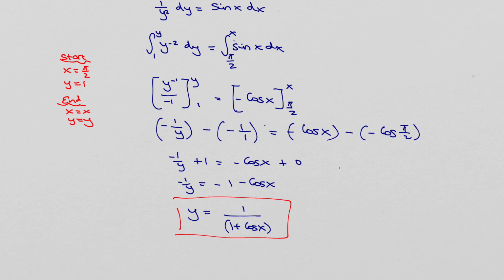So we have 5 for setting up our integrands, 5 for integrating, 5 for rearranging, and 5 for our answer.